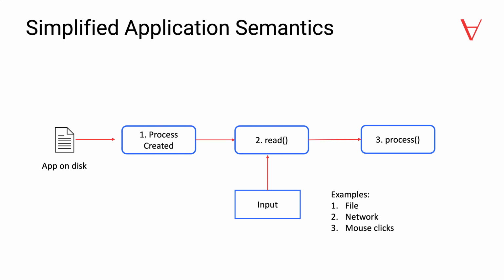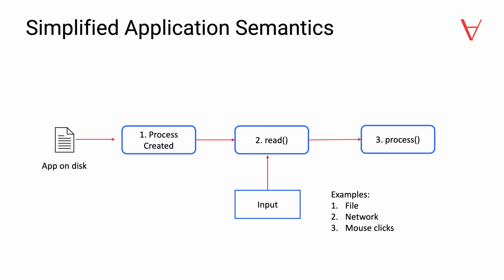So I want to start out by saying there's a really simplified view of application semantics that we use in testing. There's some sort of app on disk, but we're going to run it. And as part of running, there's a process created. And that application will read in some input. Examples of input are from a file, from the network, from mouse clicks. It could be a combination of these things. But after that input is read, it's going to be processed.